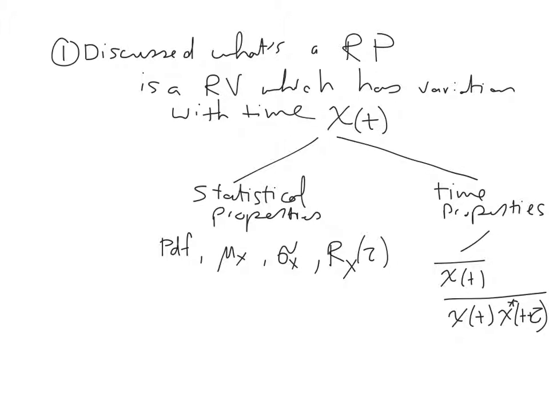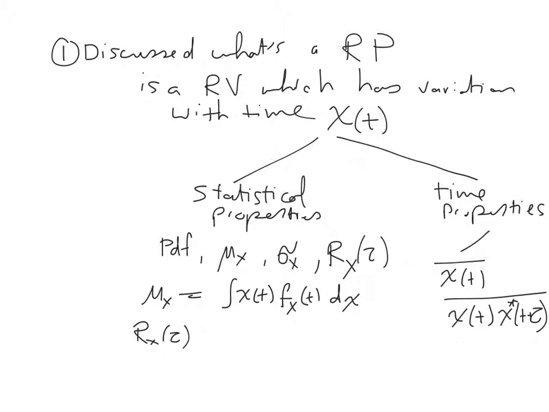While when I'm doing statistical average, so mu x and Rx of tau, I'm doing averaging over the probability density function. So this is defined as integral of x of t multiplied by f of x, the probability density function, which generally might be a function of time as well. And then I integrate with respect to x, so that I get statistical properties.